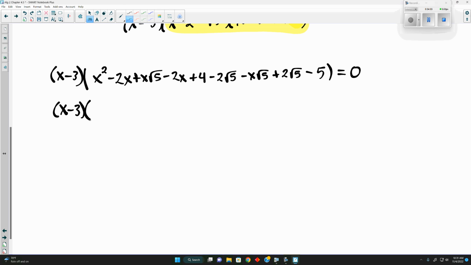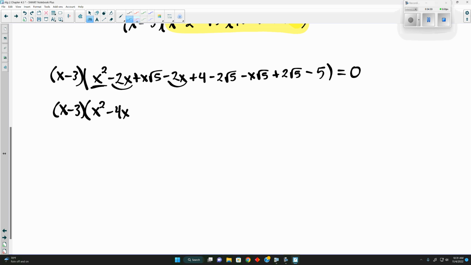This is going to look a little bit nicer once we combine like terms. So if I look through here, the first one we have is x squared. Is there any other term with x squared? So we have x squared, negative 2x, negative 2x, so we have negative 4x. I don't include the square roots of 5 because, again, they're not like terms. We have to have the square root of 5 for them to be like terms.